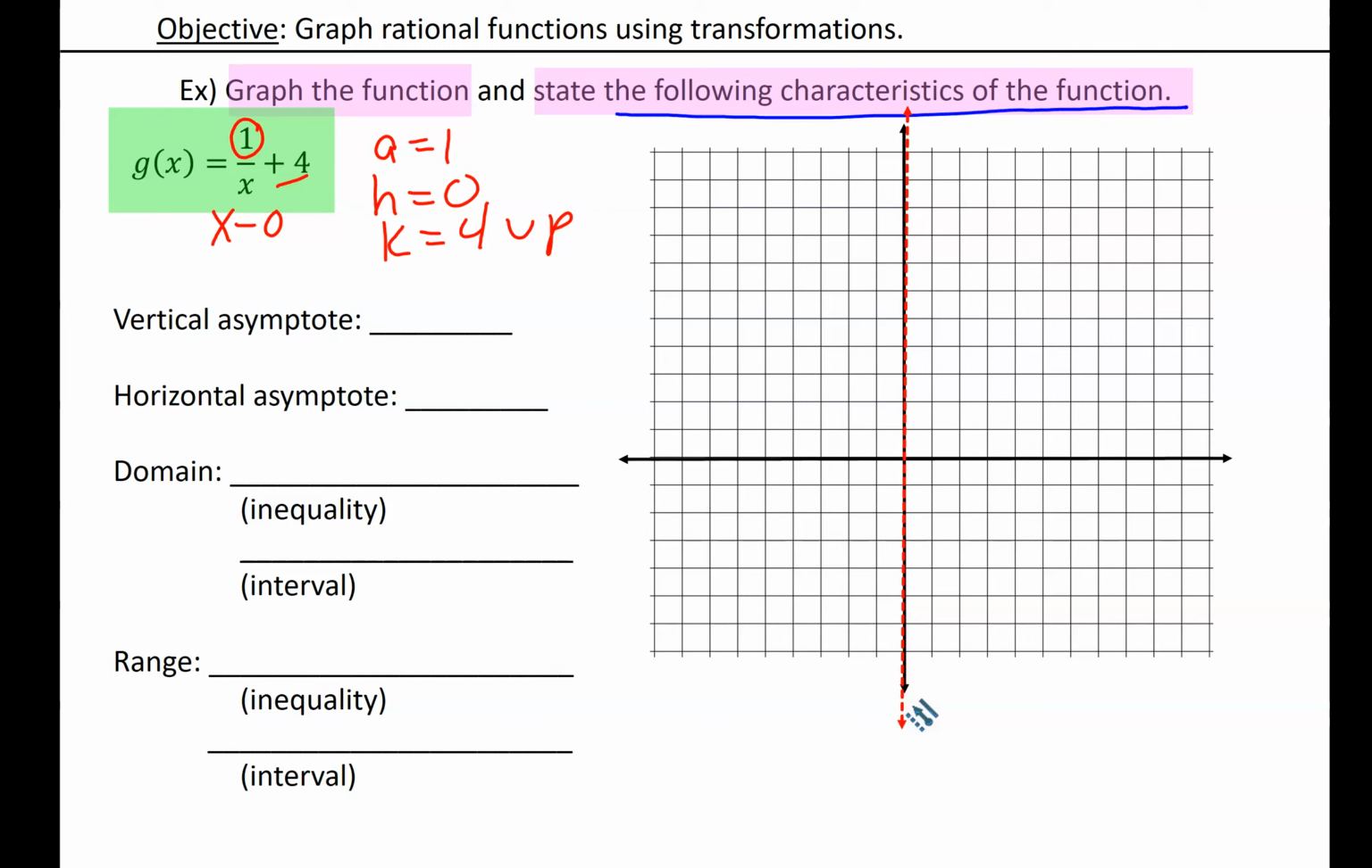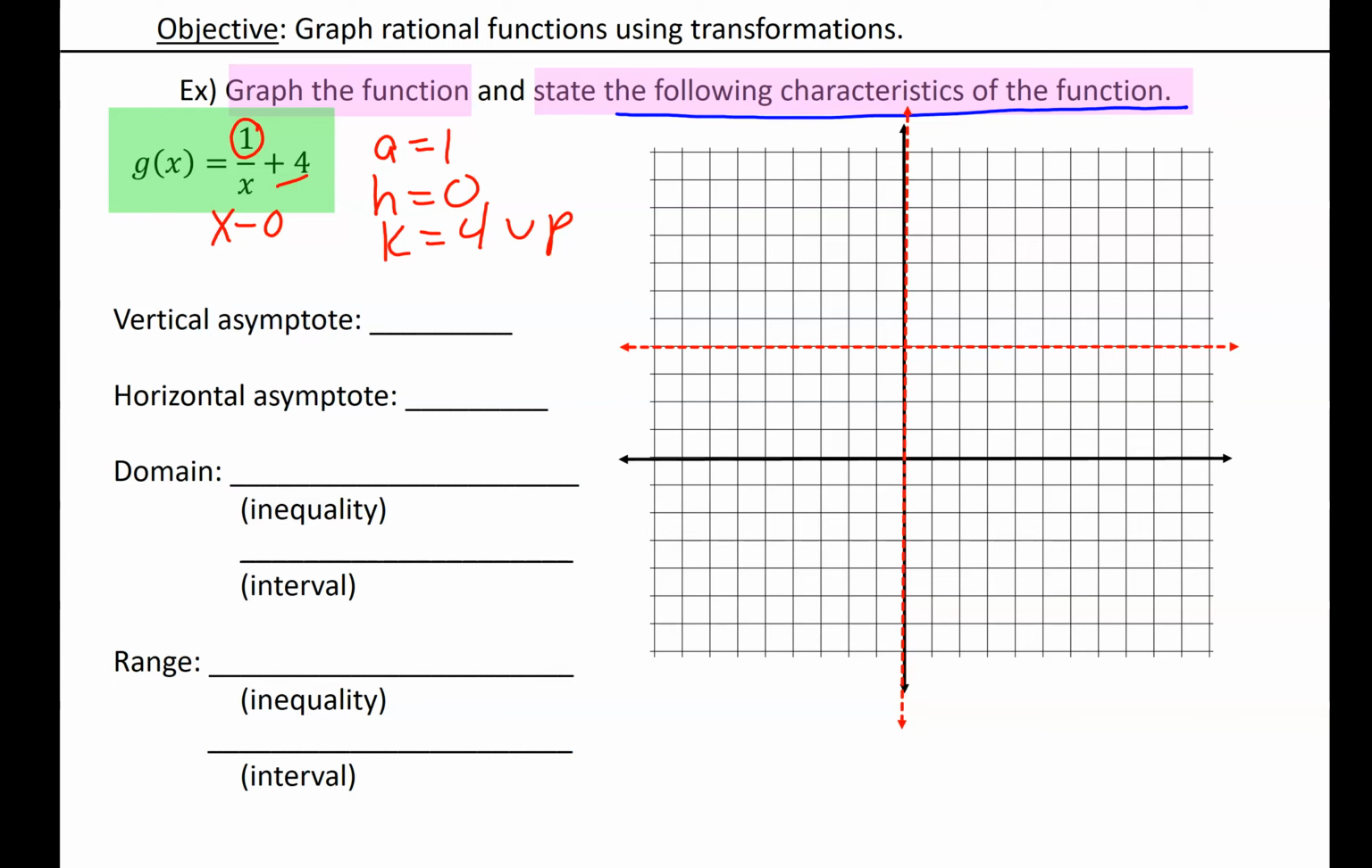Now, my horizontal asymptote, which starts off as the x-axis, is going to move up 4 units. So it's moving up here to y equals 4. So that's where I would start there.